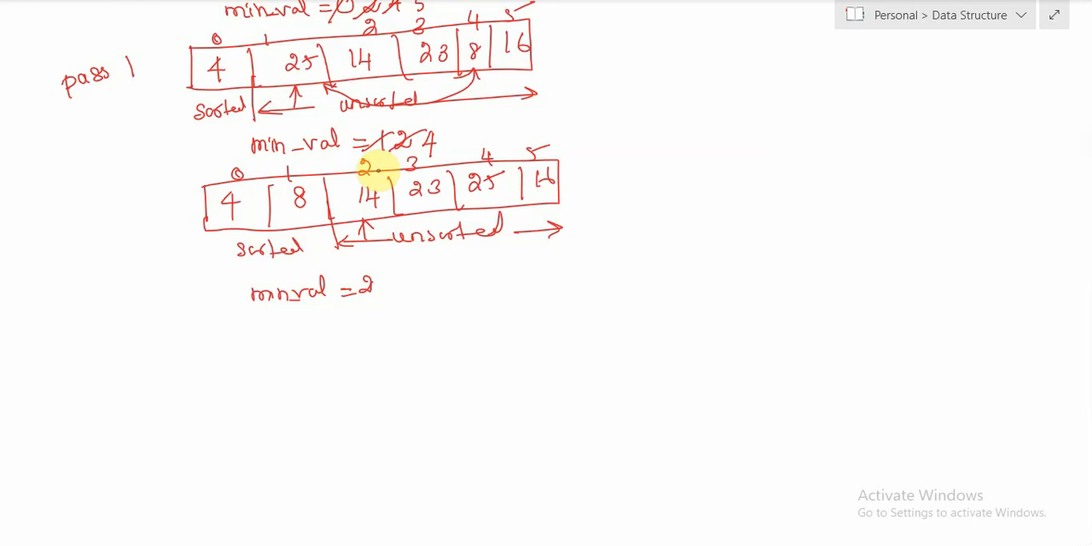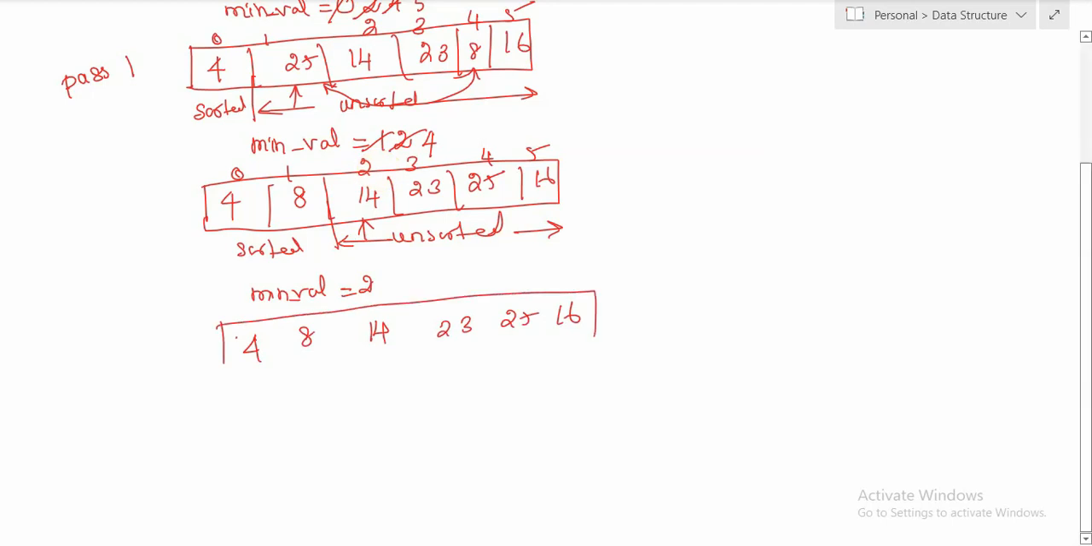So what we are going to do here is, we got 14 in the same place itself, and the remaining values we are going to write as it is: 25, 16. So now we got the next updated array, and now this much is sorted and this is unsorted.